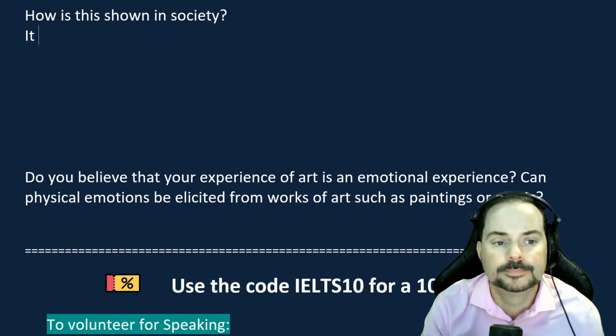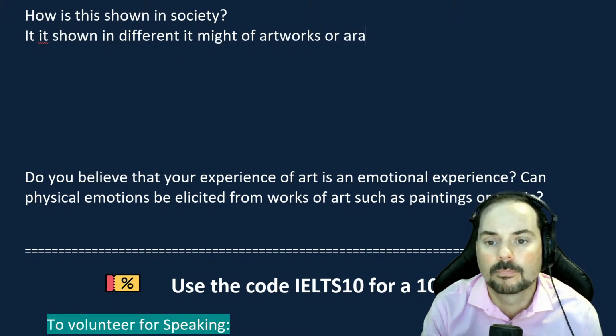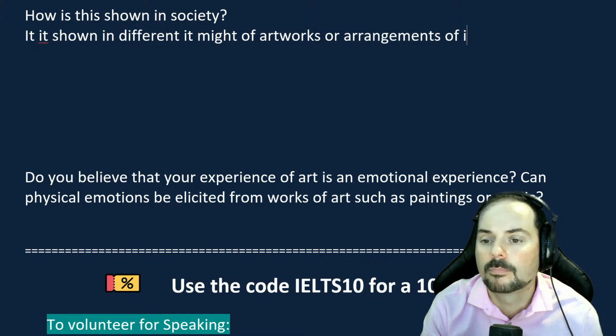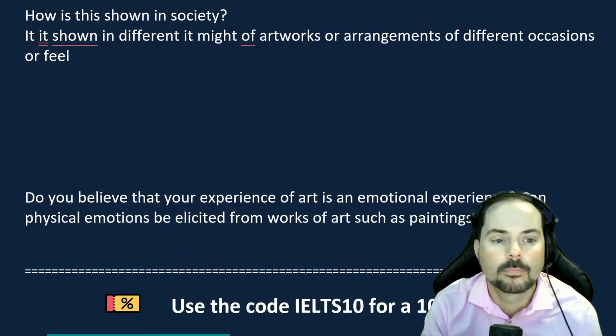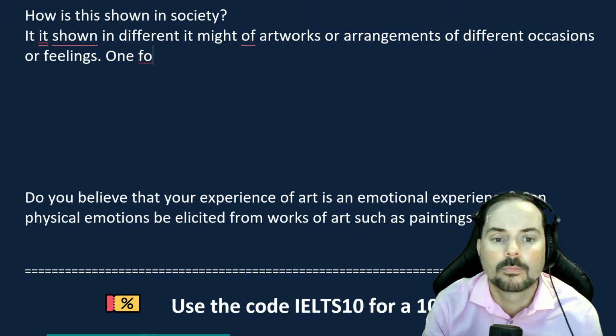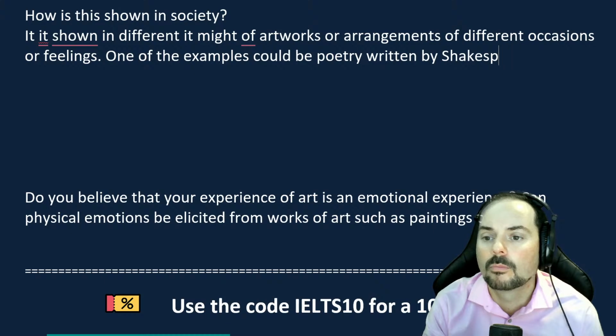It is shown in different ways. It might be through artworks. It might be through arrangements of different occasions. This might be another one, or it might be through expressions. It might be through feelings. This is how it is shown. One of the examples could be poetry written by Shakespeare. This is how he expressed his writing, like working with the words, and expressed his feelings and emotions.